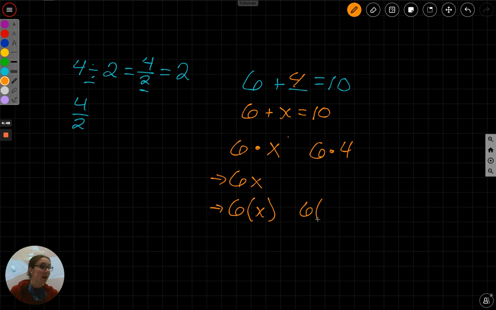6(4). So when I see a number squished up against parentheses with another number in it, this doesn't mean, oh, I need to do the 4 first, like in order of operations, because there's nothing to do to that 4. It's just 4. This means to multiply. So now I've got the dot means multiply. When I have a letter and a number squished up against each other, it means to multiply. And when I have something in parentheses squished up against a number, that means to multiply. These are all different methods of multiplication.